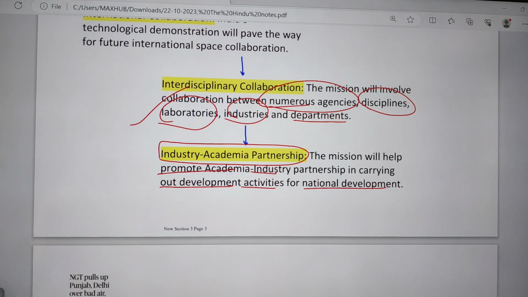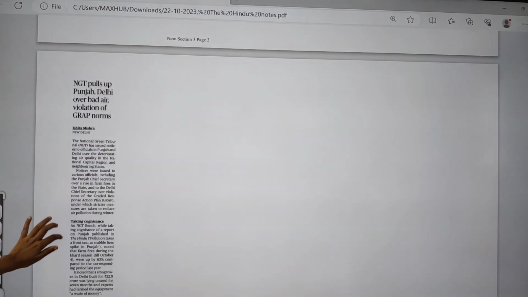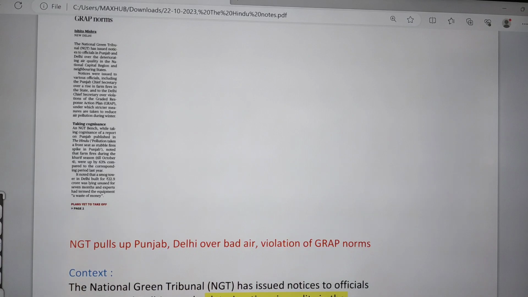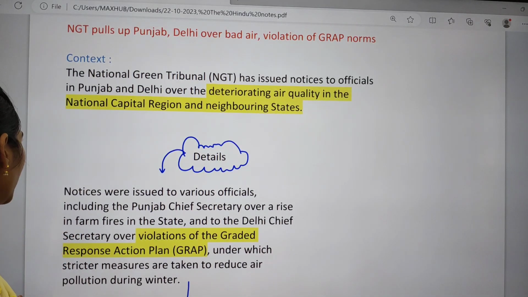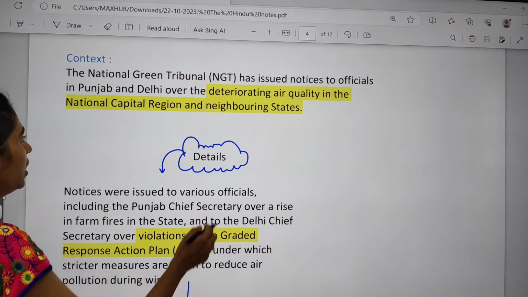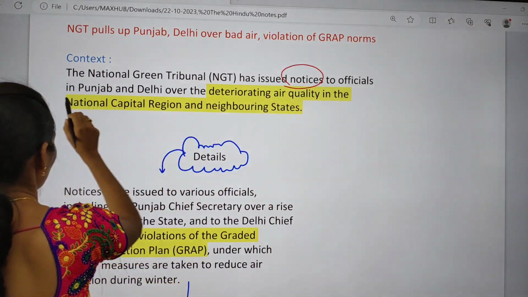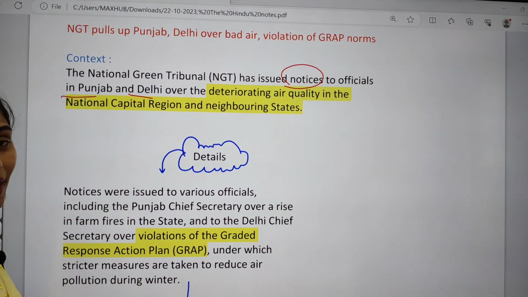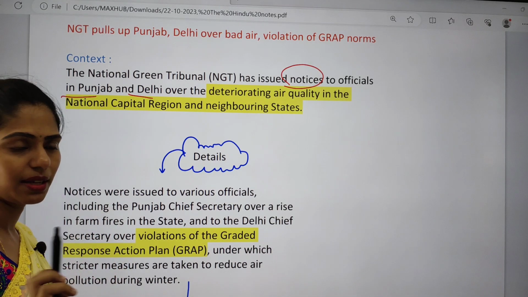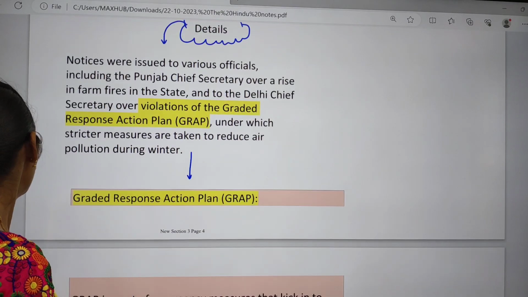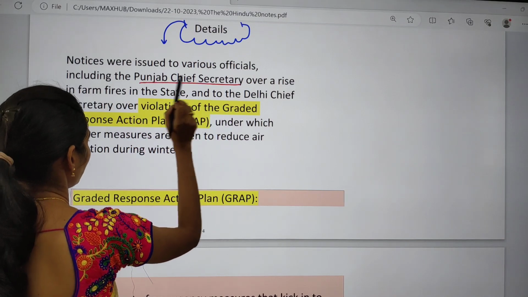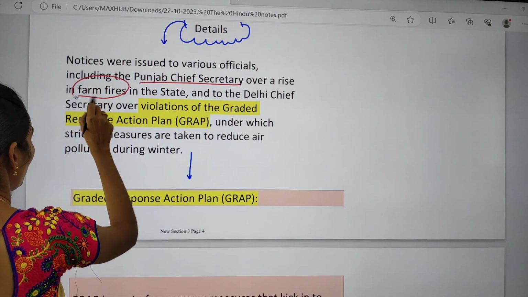And next topic is NGT pulls up Punjab and Delhi over bad air quality due to violation of the Graded Response Action Plan. So now let us see the context. Here NGT, that is National Green Tribunal, issued notices to officials in Punjab and Delhi. Why? Because of bad air quality in Delhi as well as neighboring states. Notices were issued to various officials including the Punjab Chief Secretary, regarding the increase in farm fires.